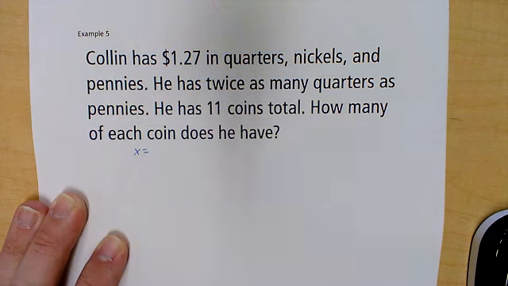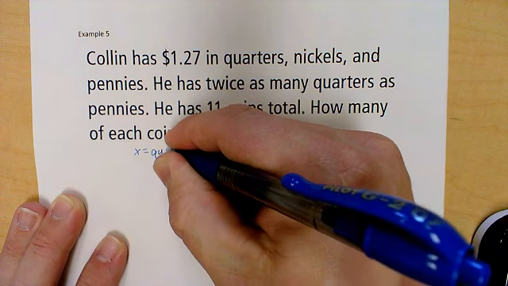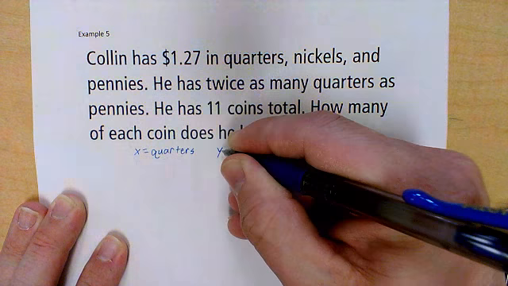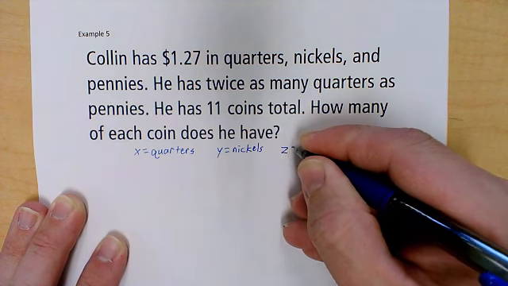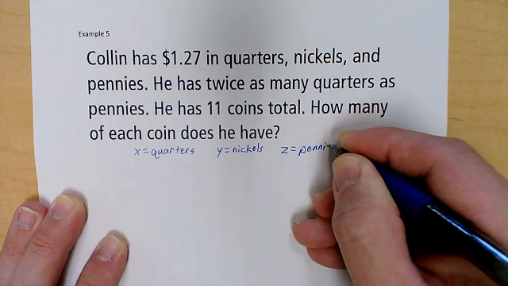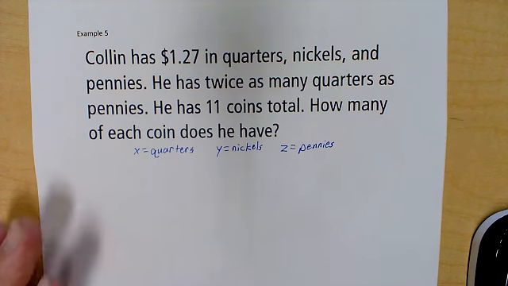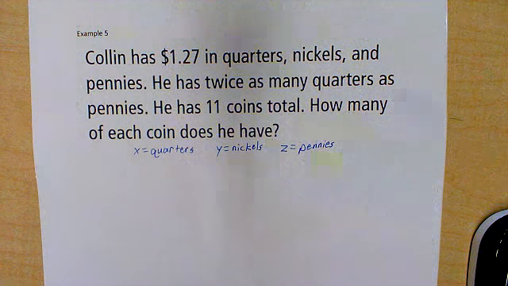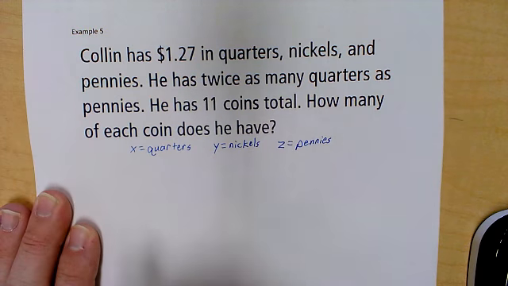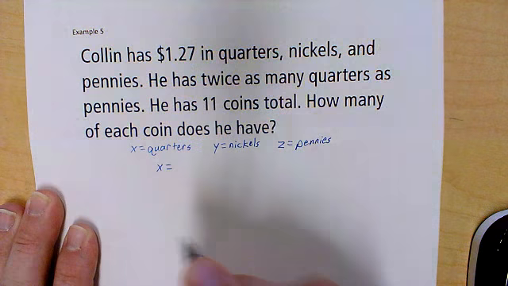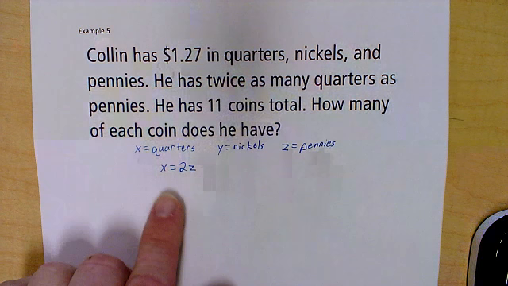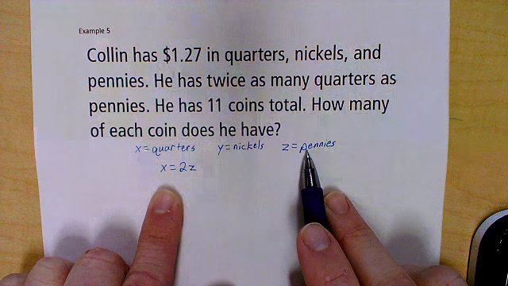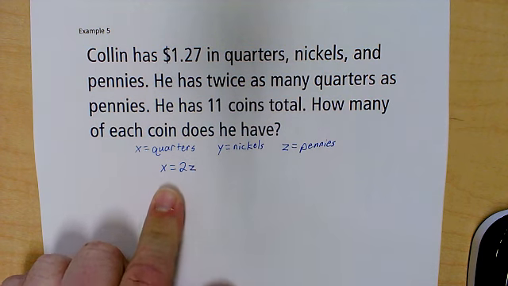So the first thing I'm going to do, really quick, is just define everything. I'm going to make X my quarters, Y my nickels, and Z my pennies, and that's simply so I can keep it typical with X, Y, and Z. You could use other variables if you'd rather, but it's just easier if you make X and Y two of your variables. All right, he has twice as many quarters as pennies. So the number of quarters would equal 2 times the number of pennies, X = 2Z. That way, if I double the number of pennies, that would equal how many quarters he has.